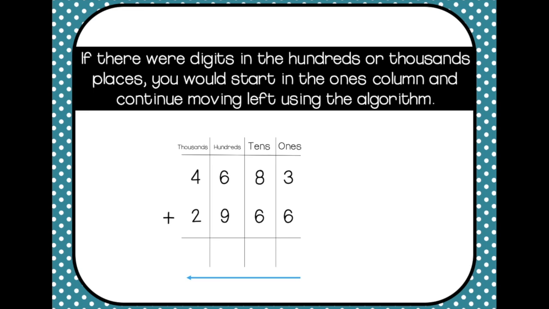If there were digits in the hundreds or thousands places, so beyond just the tens and the ones, you're still going to start with the ones and do the subtraction here, then go to the tens, hundreds, thousands, and you would continue on like that if the numbers were even bigger. But you always start on the right with the algorithm and move to the left.